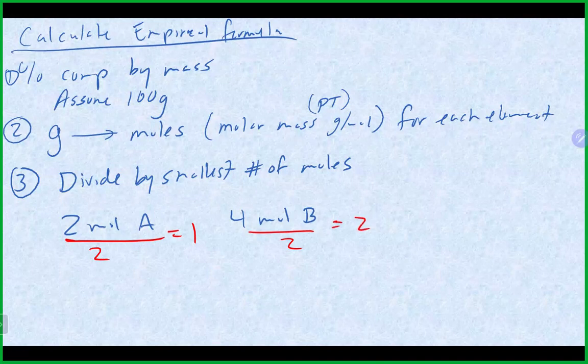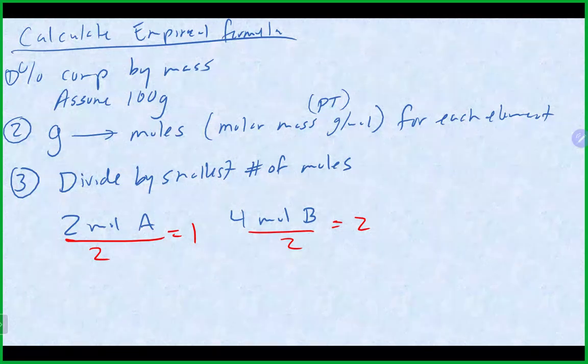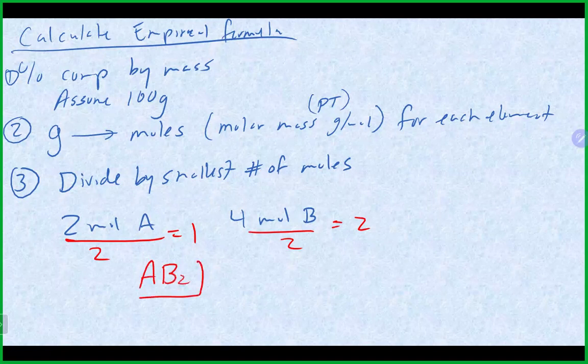And if you divide by the smallest number of moles and you hit all whole numbers, or are really, really close to a whole number, like 1.99, 1.98, or just above a whole number, like 2.01, 2.03, then that would be your empirical formula. So that would be your empirical formula in this case. It would be AB2.